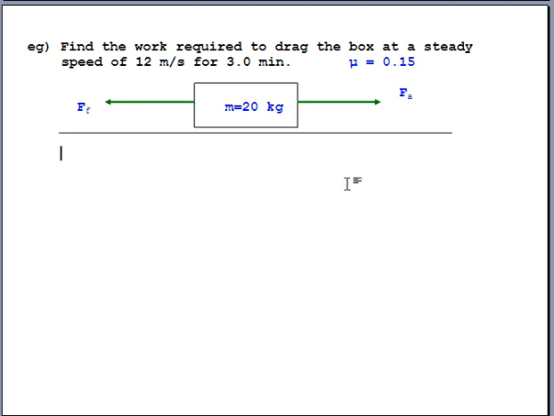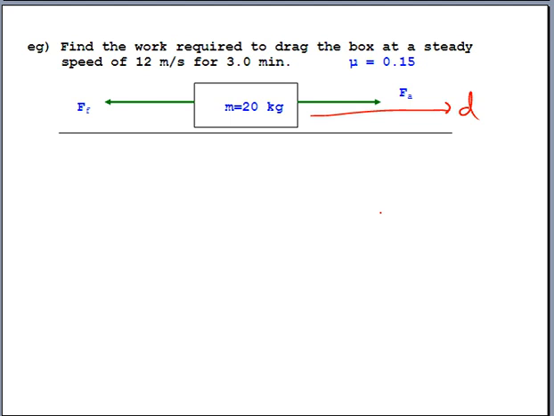So the applied force is going to be, in this story, to the right, and the displacement, I'm assuming, is to the right as well. No issues there with the dot product. We're actually going to be putting in a cosine of 0. But what I am going to do is use my knowledge of finding forces of sliding friction to help me calculate the size of the F_A.